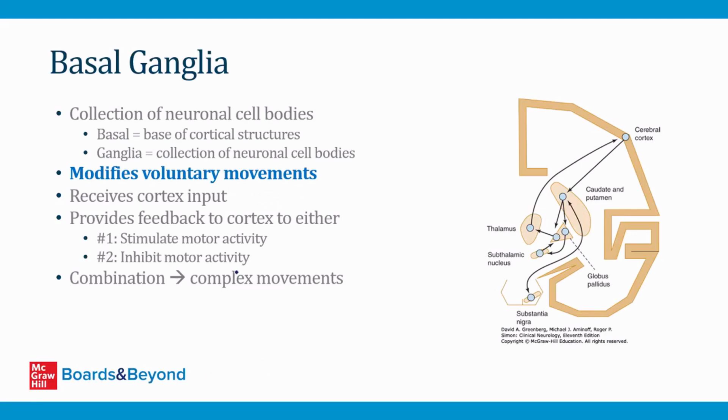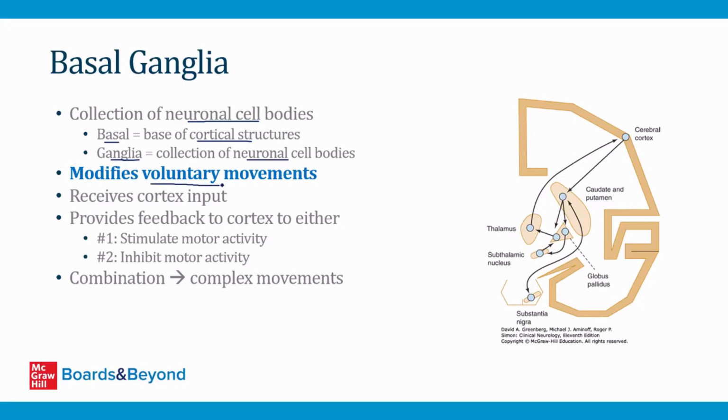So the basal ganglia are part of the central nervous system, and they are a collection of neuronal cell bodies. And the reason they're called the basal ganglia is because the word basal refers to the fact that they're found at the base of cortical structures, like the lobes of the brain. And then the word ganglia means a collection of neuronal cell bodies. And so what this collection of neurons does is it modifies voluntary movements.